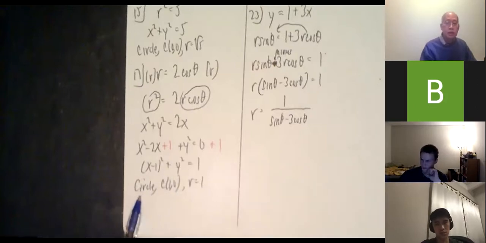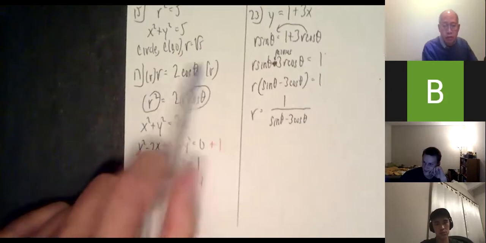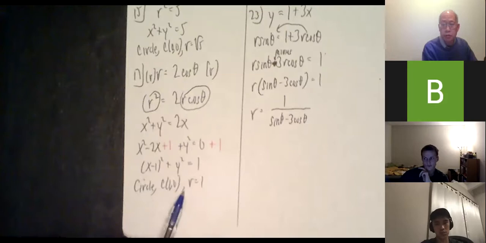Okay, so there it is. This is a circle centered at (1, 0) with a radius of 1. So that's what this looks like. Circle centered at (1, 0), radius is 1.